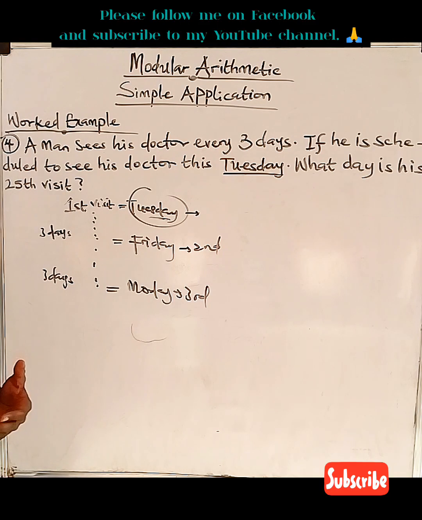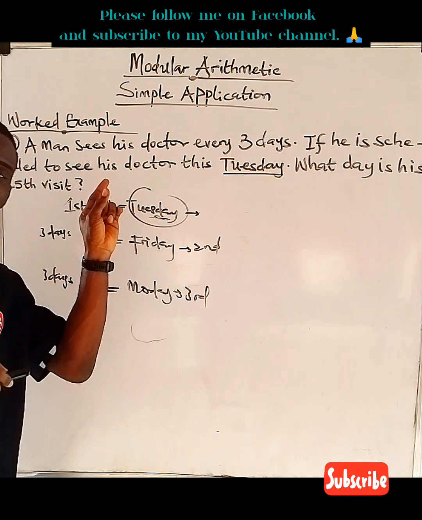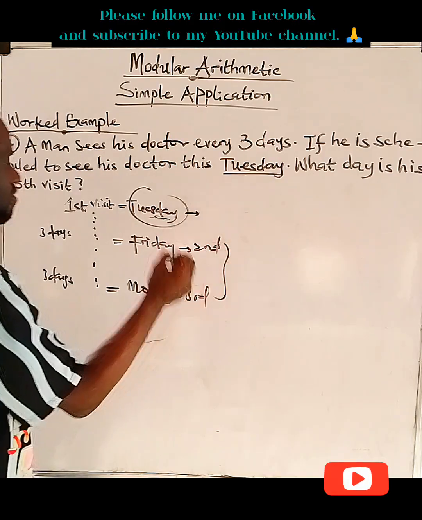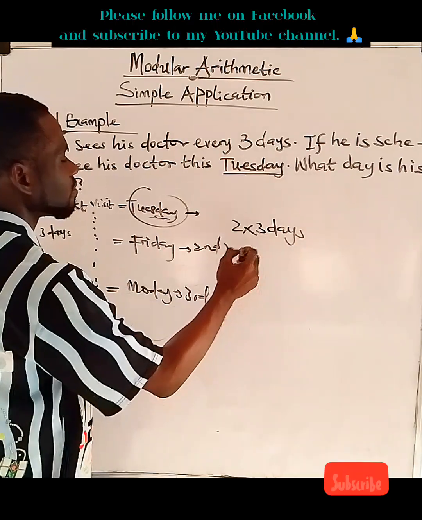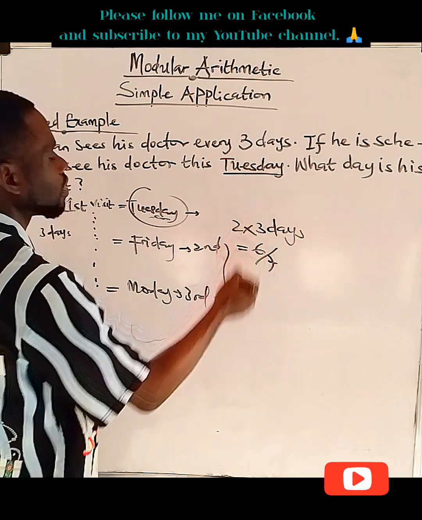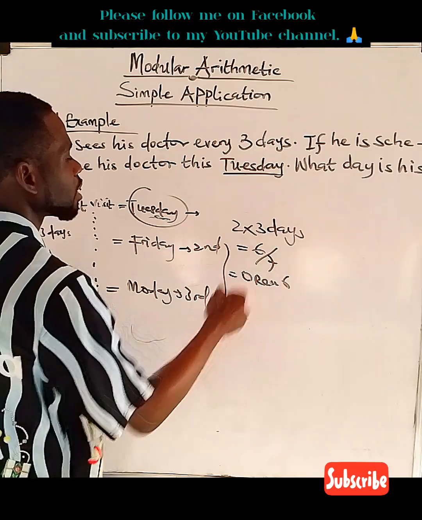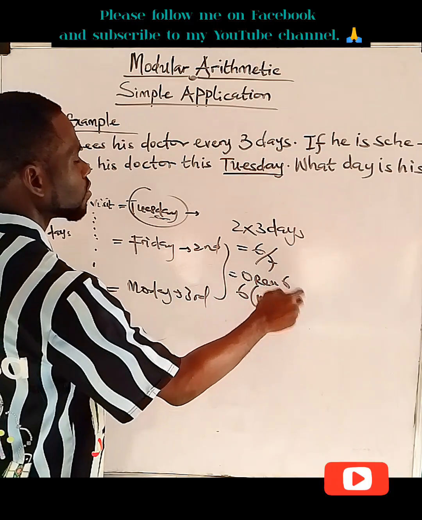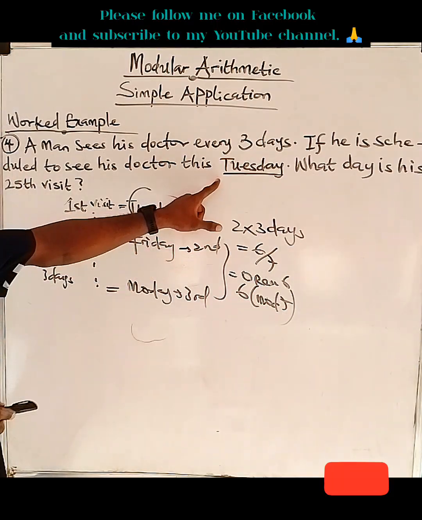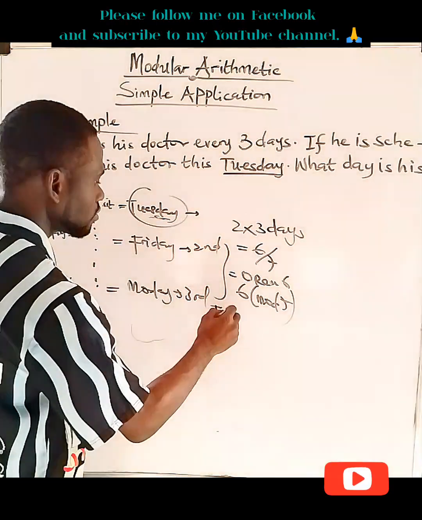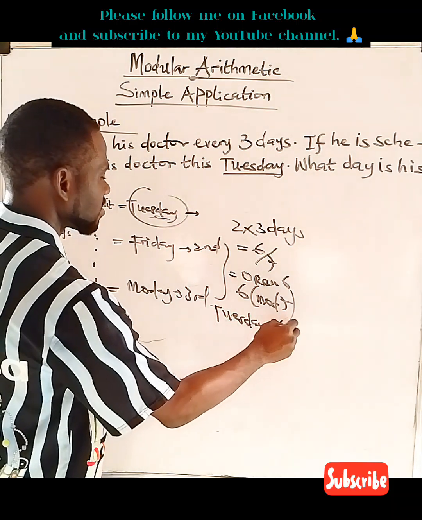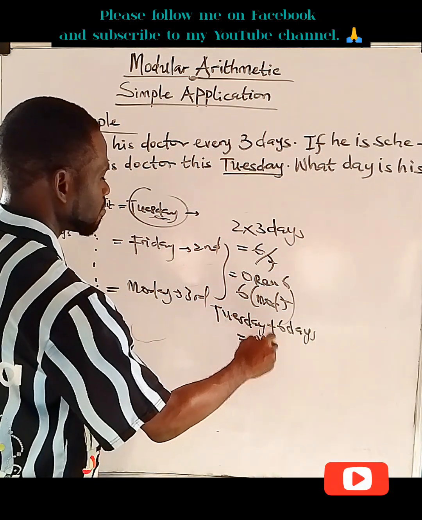If you're asked to get the day the third visit will be, what's going to be the approach? The first visit is Tuesday, so we are going to remove one visit. You're left with just 2 visits. That'll be 2 times 3 days, because it happens at a 3-day interval, which is 6 days. We divide by 7: 6 modulo 7. So if the first visit is on Tuesday, Tuesday plus 6 days will give us surely Monday.